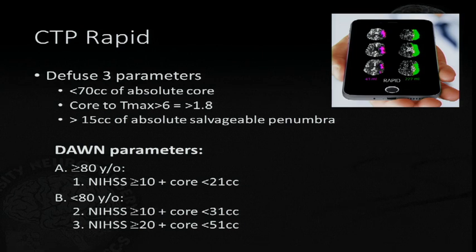And our extended windows are based on the DEFUSE 3 parameters, which are a core less than 70 cc's, a core to Tmax more than 6 mismatch ratio of more than 1.8, and more than 15 cc's of absolute salvageable penumbra. These DEFUSE 3 parameters are what we're going to use to define which patients are candidates. The DAWN parameters just use clinical plus volume of core and 2 subgroups of age, and we're not going to use that.